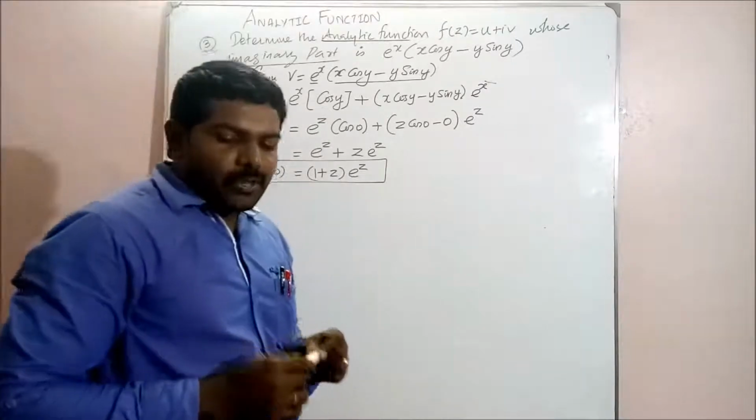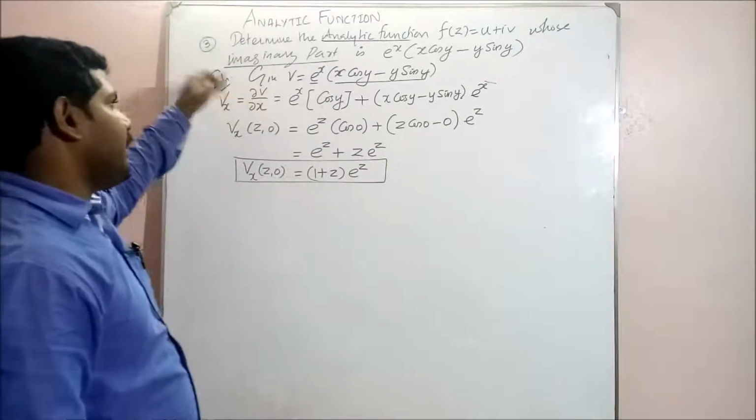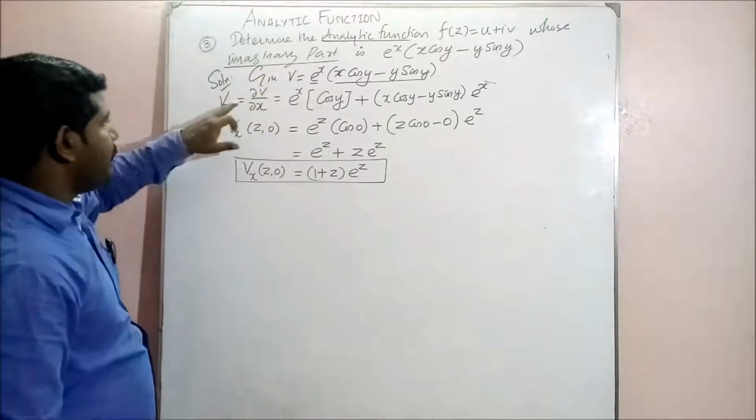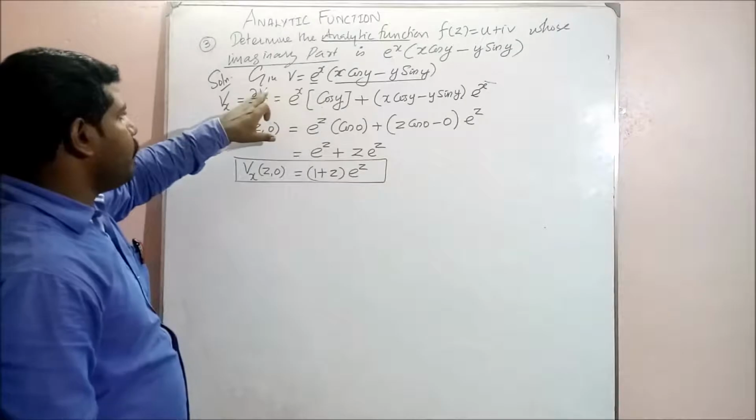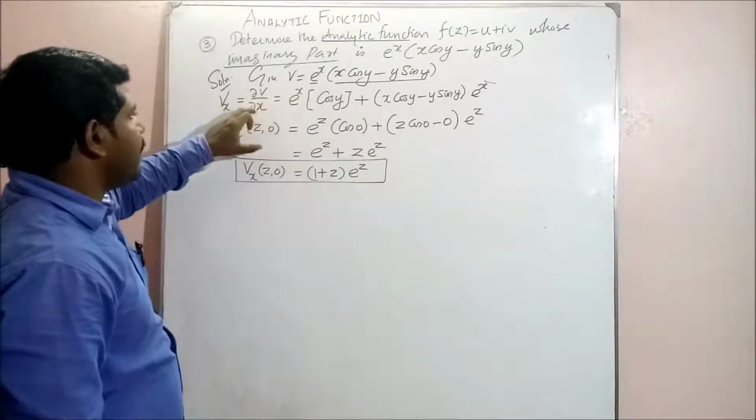So next our aim is to calculate vy of z comma 0. v is given, so we calculated vx. When calculating vx, partially differentiating the term v with respect to x, x is the variable.